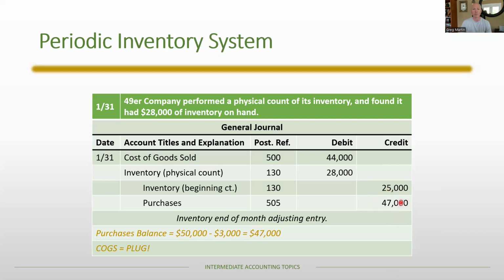So again, we're removing purchases through a credit of 47,000. We're removing the beginning inventory balance through a credit, and we're adding the ending inventory balance of 28,000. And then basically this 44,000 is just whatever makes this work. So it's 72,000 minus 28 gives us 44,000 using that same equation. So it's a plug is what it is. And so again, this is the periodic system. Most people come to this journal entry and they're like, what are we doing here? But the nice thing is I didn't have to worry about the inventory account until the very end. And so it does become simple in that regard.